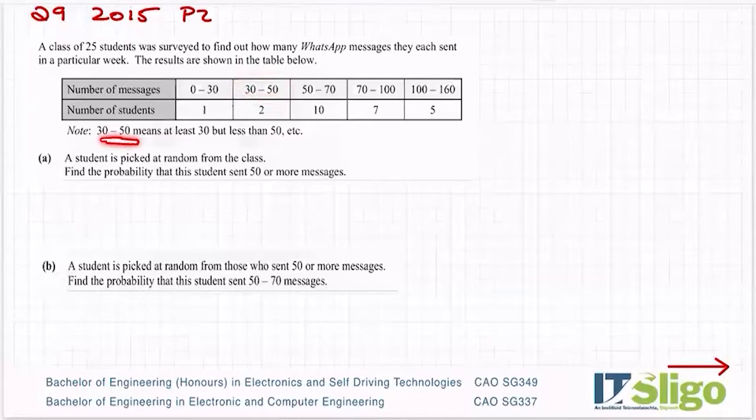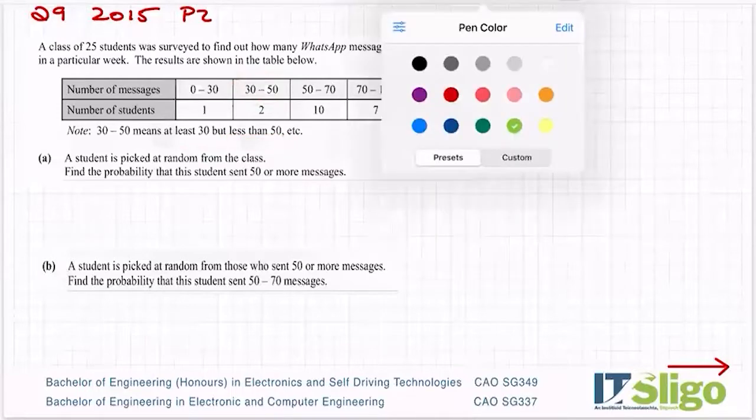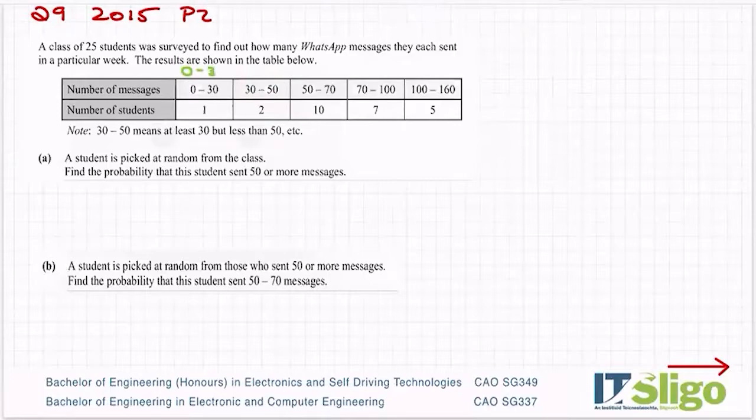And they've said if you're in the category 30 to 50, it means you've sent at least 30 messages, but less than 50. Okay, so you could have written these as 0 to 29, my apologies, 0 to 29, 30 to 49, 50 to 69. So they could have used these headings instead of these, okay? And how do I know that? Because this said they've sent at least 30, so that's why 30 was included, but less than 50. So the number immediately less than 50 is 49. If you've sent 50 messages, you're in this category. And of course, it can be 70 to 99 and 100 to 159. Okay, so you could write the headings to number of messages like I have in green either.